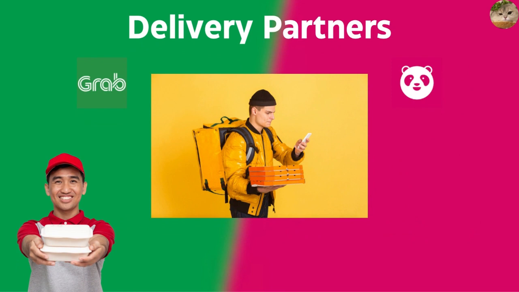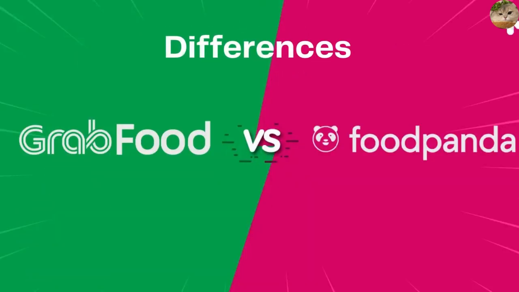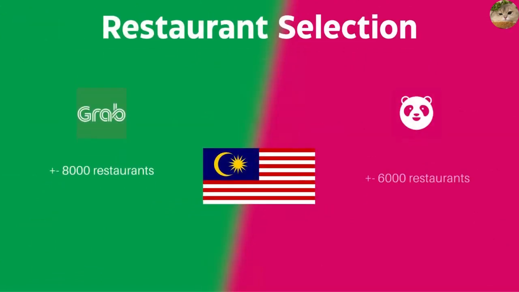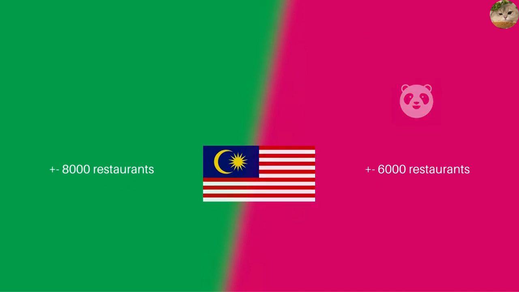Both GrabFood and Foodpanda rely on a network of delivery partners to fulfill orders. These delivery partners are typically independent contractors who use their own vehicles to pick up and deliver orders. They are crucial for these two businesses. Now I'm going to talk about their differences. Grab has around 8,000 restaurant partners around Malaysia, while Foodpanda has around 6,000.